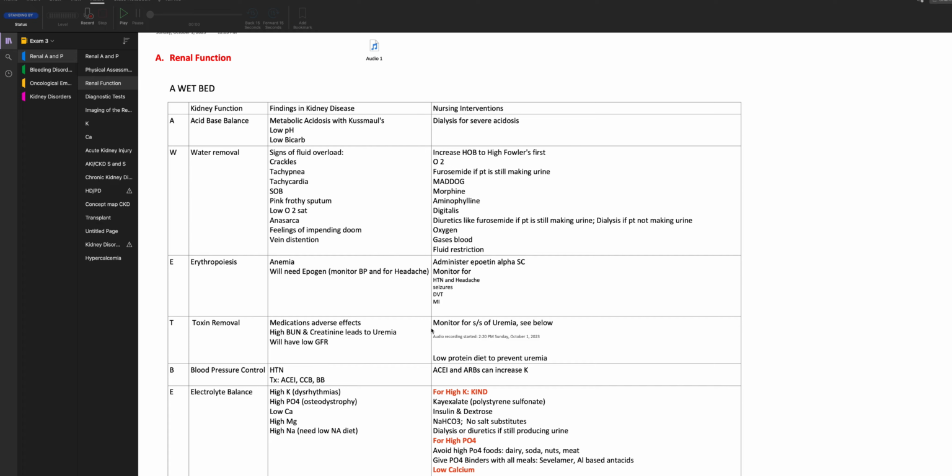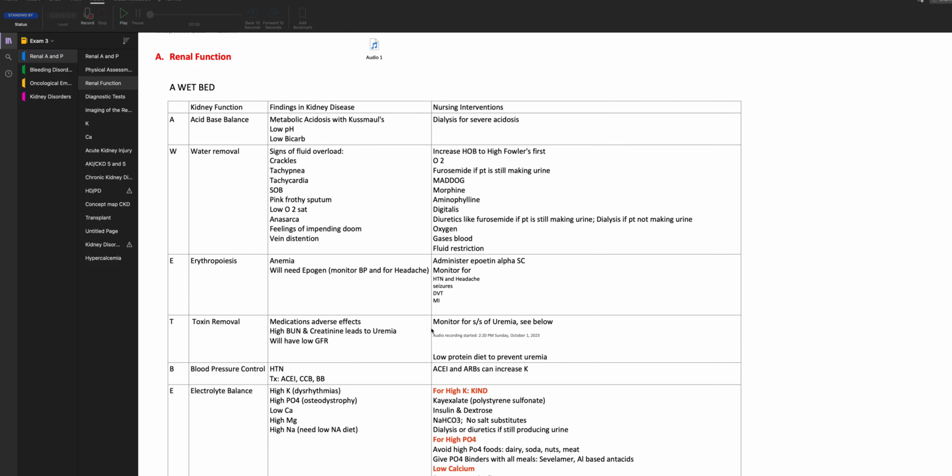Okay, B is for blood pressure control. So the patient who can no longer control their blood pressure is going to have hypertension. So it's going to be treated with ACE inhibitors and ARBs, ARBs if the ACE inhibitors cause some kind of reaction, calcium channel blockers, and beta blockers. And what you have to remember, though, about ACE inhibitors and ARBs is that they can increase potassium, which people who have a kidney that's not working properly are already going to have an increased potassium. So you need to watch that.